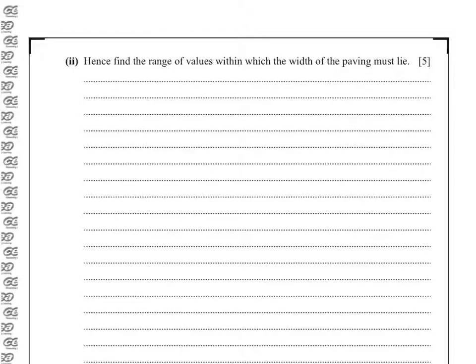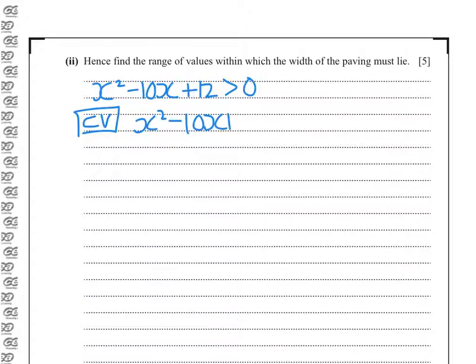So here we need to solve the quadratic inequality. x squared minus 10x plus 12 is greater than 0. Throughout this paper I've solved a lot of quadratics by factorising. This one I'm going to do completing the square. Interested in the critical values, and that's when x squared minus 10x plus 12 equals 0.